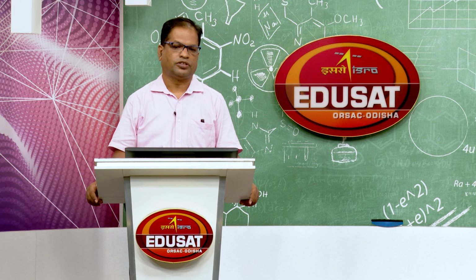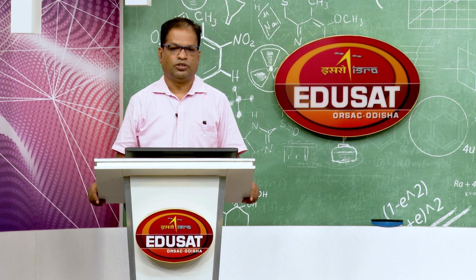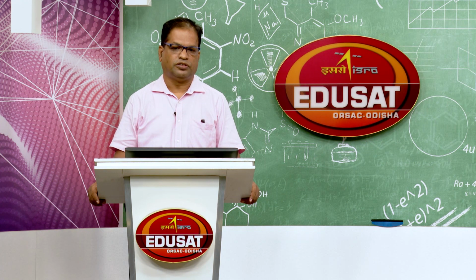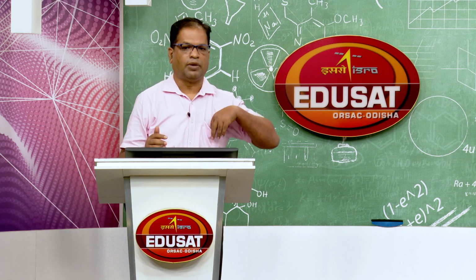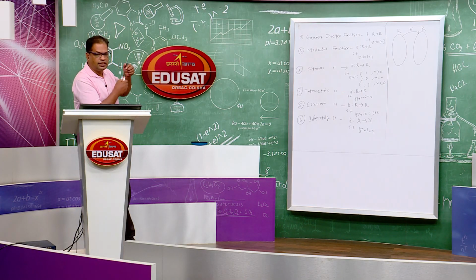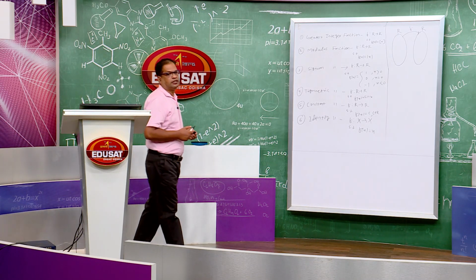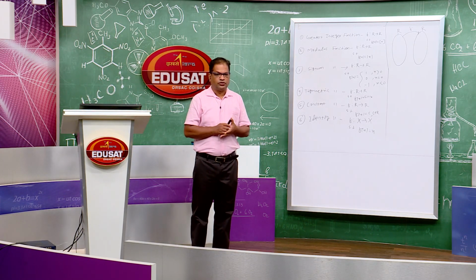The greatest integer function, the modulus function, the signum function, the trigonometric functions and the constant functions are neither 1-1 nor onto. That means they are many-one and into. The last, the identity function, is a bijective function, which will be discussed again and again when we discuss function composition and function inverse in the next class. So, we discuss them one by one on the blackboard. What is the greatest integer function, or bracket function?